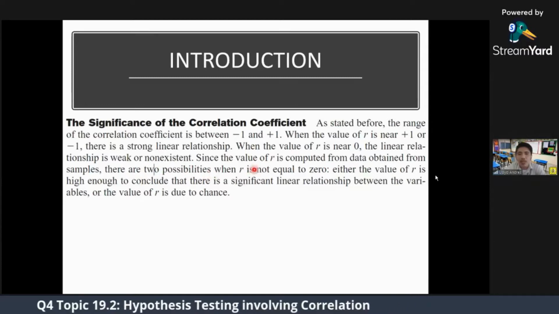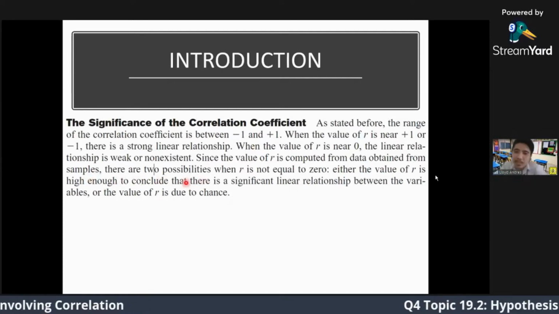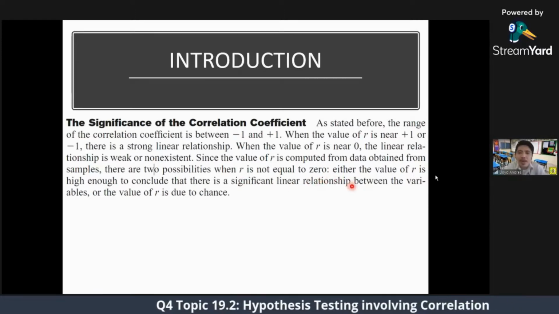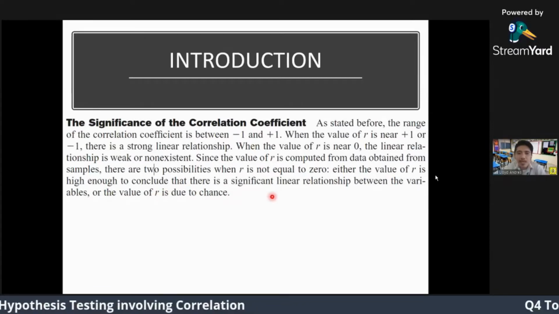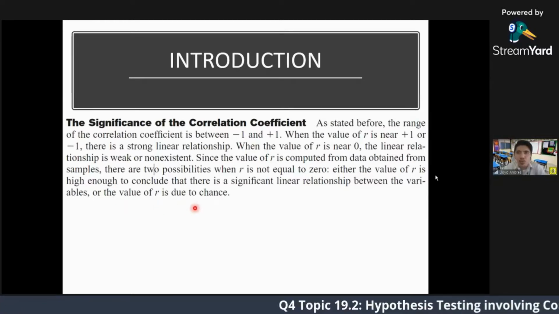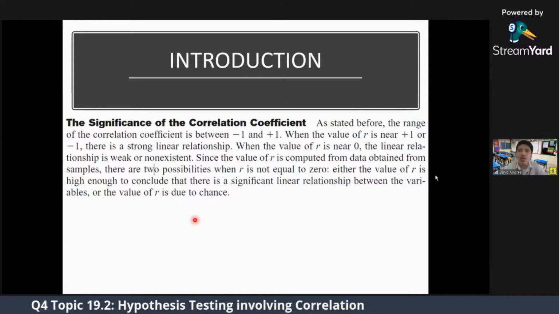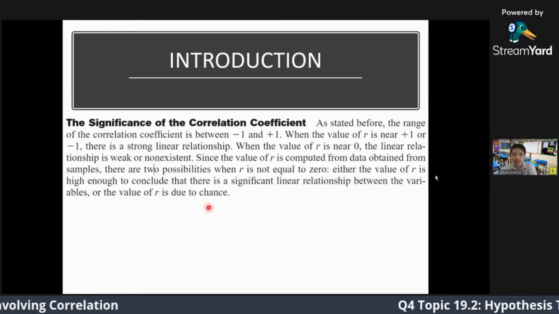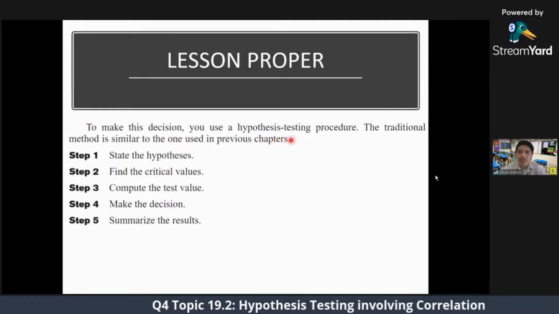Since the value of R is computed from the data obtained from the samples, there are two possibilities when R is not equal to 0. Either the value of R is high enough to conclude that there is a significant linear relationship between the variables, or the value of R is due to chance. The question is, how do we know if it is due to chance? Then we have to test their significance, so to make this decision, you use the hypothesis testing procedure.